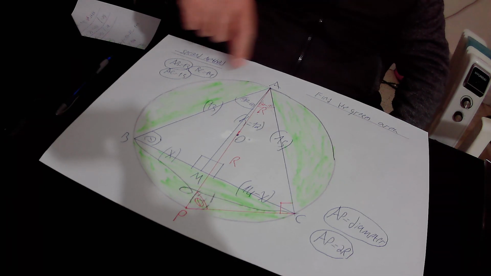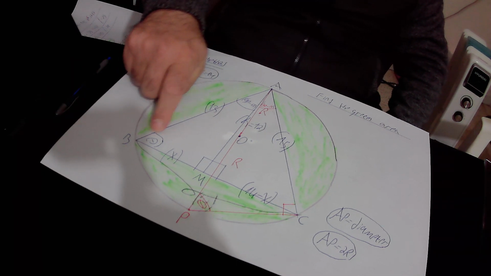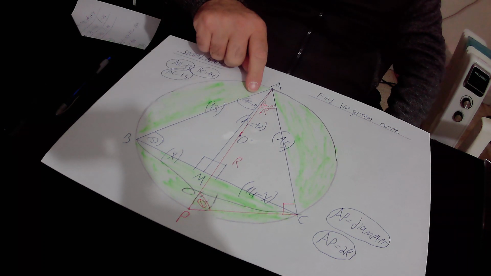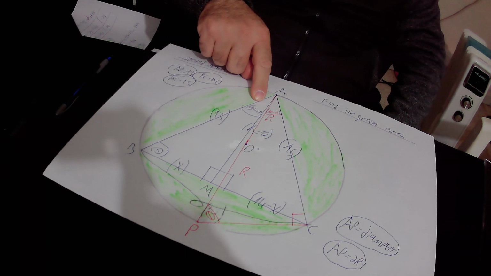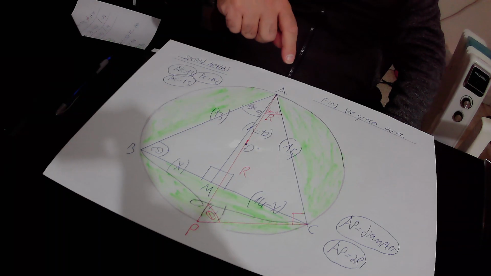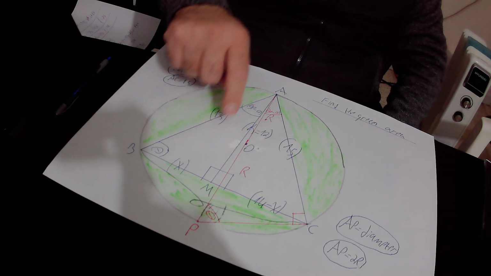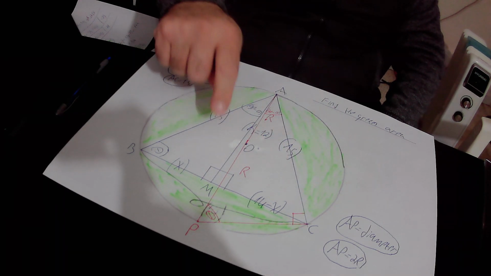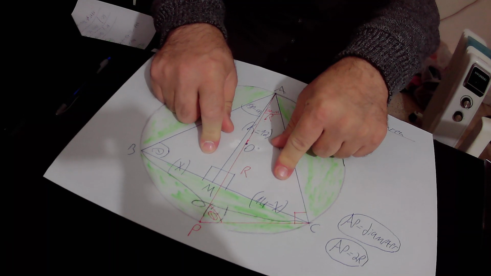Likewise, in the right triangle ABM, this angle equals theta, this angle equals 90 degrees, therefore the missing angle must be equal to 90 degrees minus theta. Then we proved that the right triangle ABM is similar to the right triangle APC. So why are those two right triangles similar to each other?